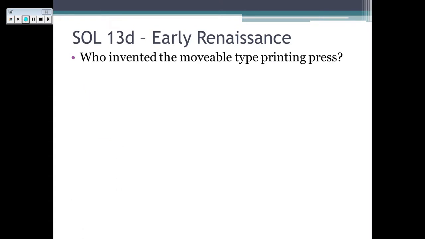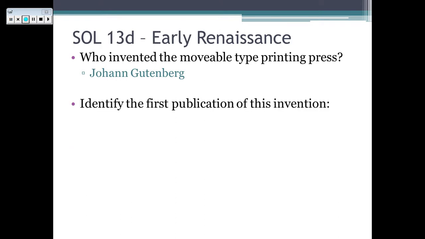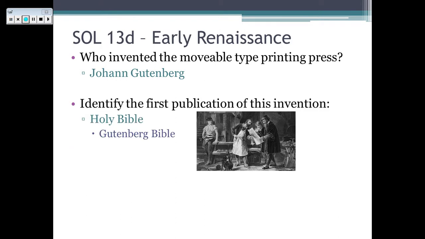Who invented the movable type printing press? That is Johann Gutenberg. And the first publication of this invention is going to be the Holy Bible, the Gutenberg Bibles. And the printing press is important, and it will help spread literacy throughout Europe because it's now easier to print books. And specifically, they discover this as a way to print Bibles and make the Bible more accessible to people.